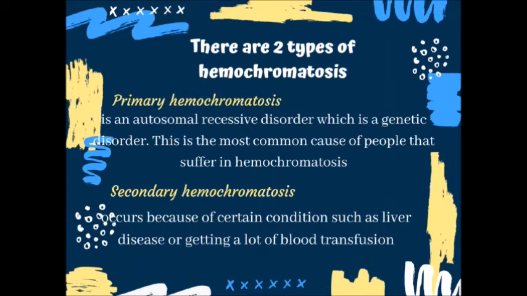There are two types of hemochromatosis. The first one is primary hemochromatosis. It is an autosomal recessive disorder, which is a genetic disorder. This is the most common cause of people who suffer from hemochromatosis. The second one is secondary hemochromatosis, which occurs because of certain conditions such as liver disease or getting a lot of blood transfusions.